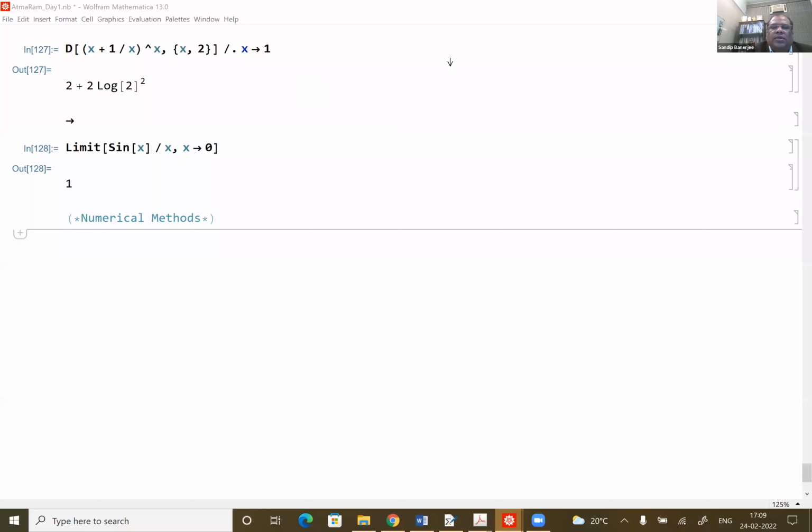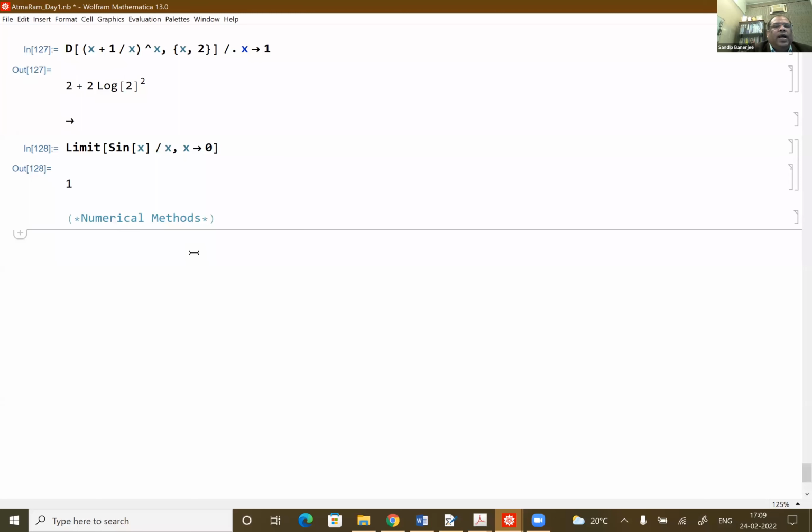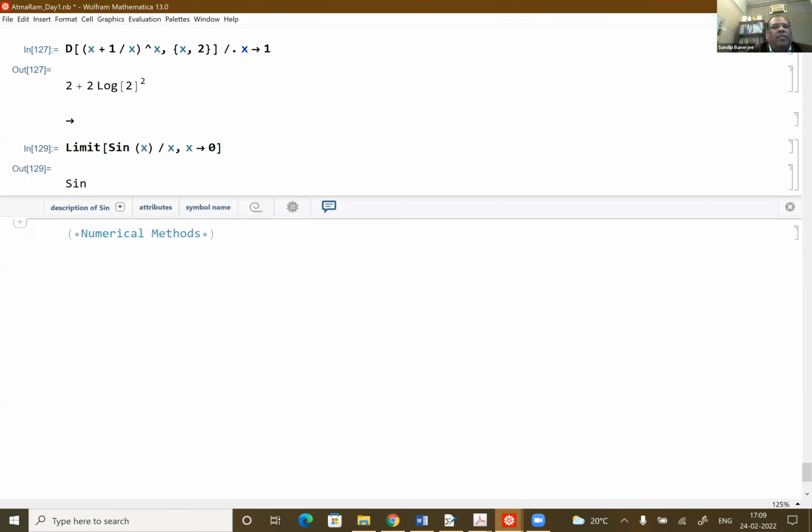Why do we put sin x in square brackets? Basically, it is the syntax of Mathematica. If you put it in a normal bracket, it will just not work. It is their inbuilt program actually.